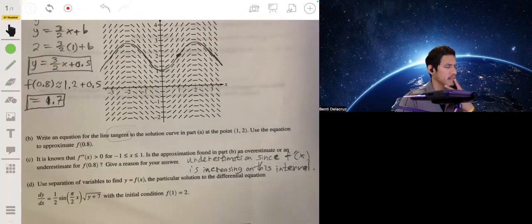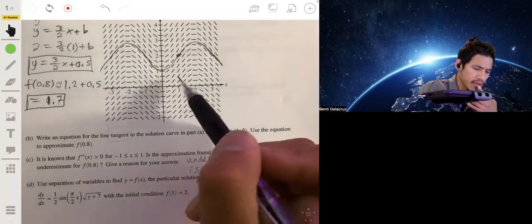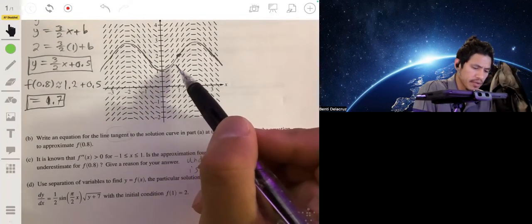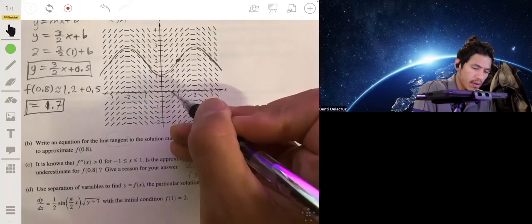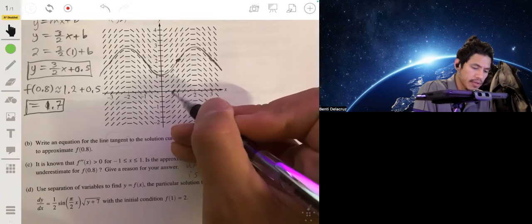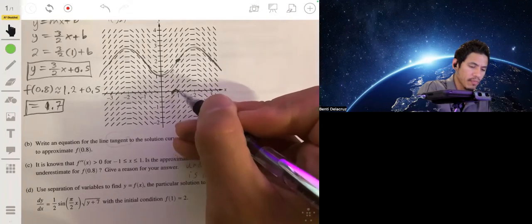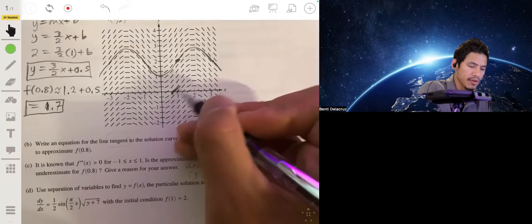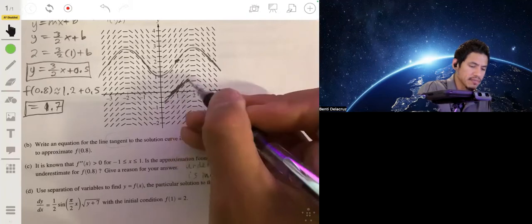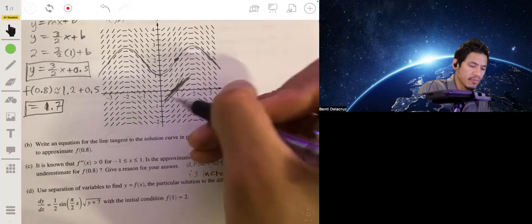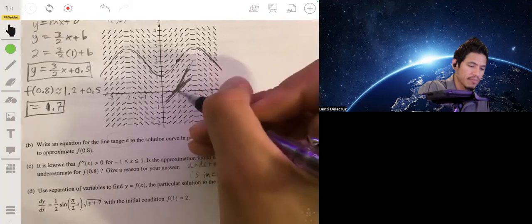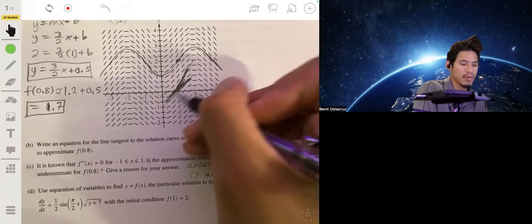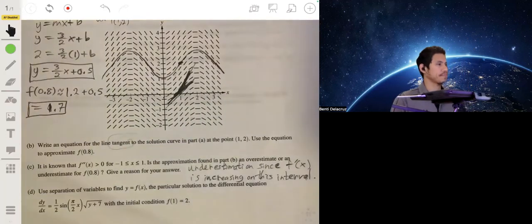Let me think of a way to make it a little more clear. Let me look at this picture. I didn't like my explanation. So let's say at point 0.8, here's our slope, and to guess, it's somewhere like here. But if you move to the right, this line would be something like this. See how the lines get more steep on this interval up to 1. So the line is going to be going below that other tangent line.